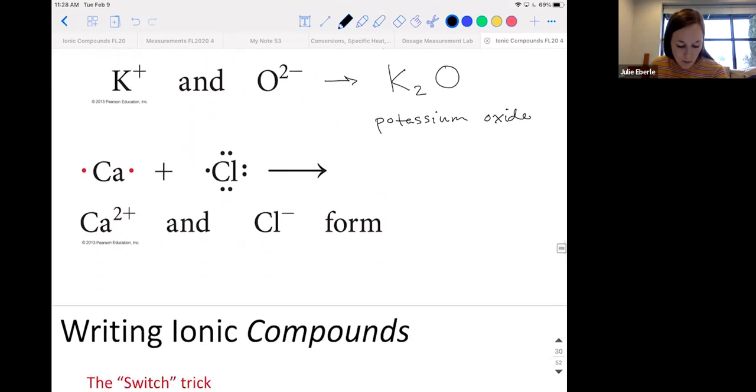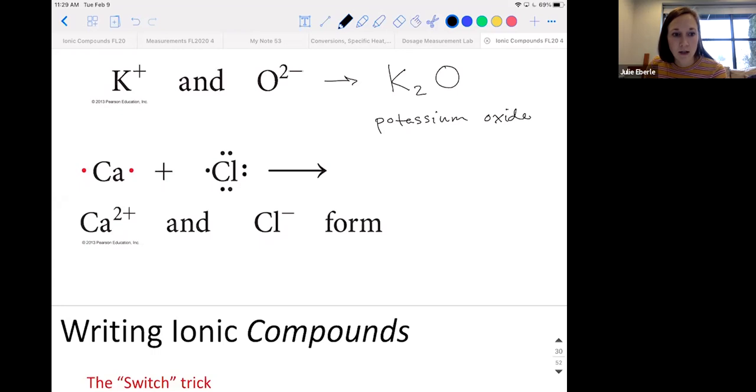Okay, another issue could be what if we have calcium and chlorine? Calcium has 2 red dots, 2 valence electrons. It wants to give away both. It's not satisfied if it only gives away 1. It needs to give away both. Chlorine, though, has 7 valence already. It's a halogen, main group 7. So chlorine only wants to accept 1 valence electron. So again, how can we manipulate the number of atoms we have here so that everyone is satisfied in the end? What can we do?